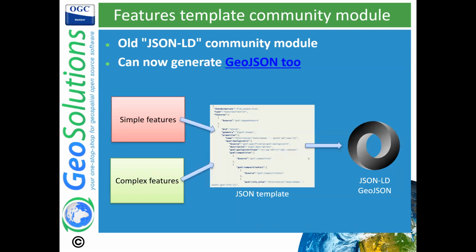Another interesting new functionality is the features template module. It used to be called JSON LD, but in GeoServer 2.18, it has been improved and extended so that it can generate GeoJSON 2, and it has been thus renamed to features template. What does it do? Well, it takes as input simple features or complex features, it doesn't matter, and uses a JSON template that you can edit to generate either a JSON LD or a GeoJSON output of your liking. So you can take whatever input structure you have and remap it to the desired output structure.